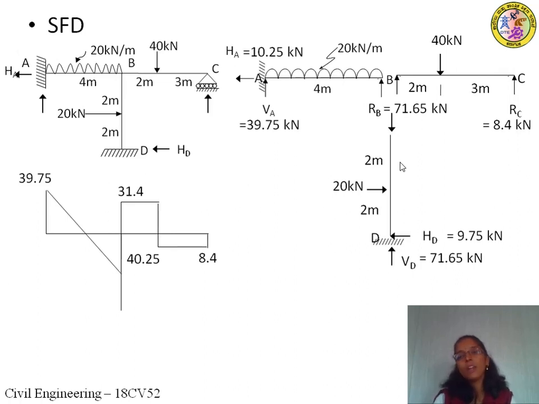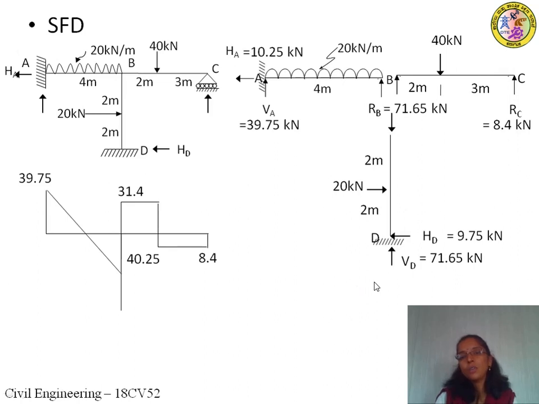whereas for the vertical member we have another sign convention: if the forces are inducing clockwise couple, then it is a positive shear force. Okay, and if the forces are inducing anti-clockwise couple, then it is a negative shear force. That is the sign convention for the vertical member. Okay, so let us draw the shear force diagram for the vertical member BD.